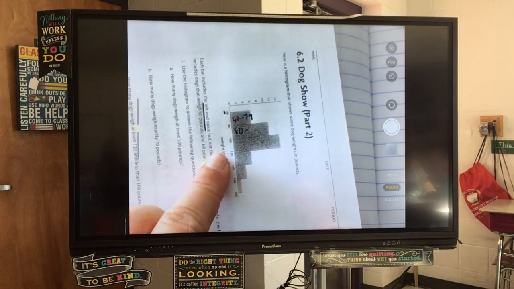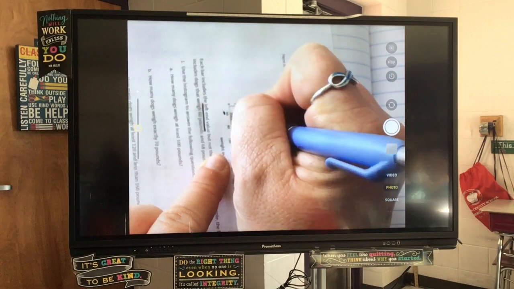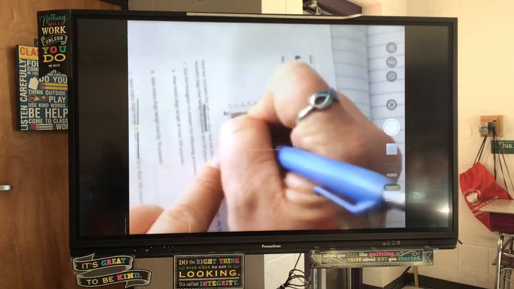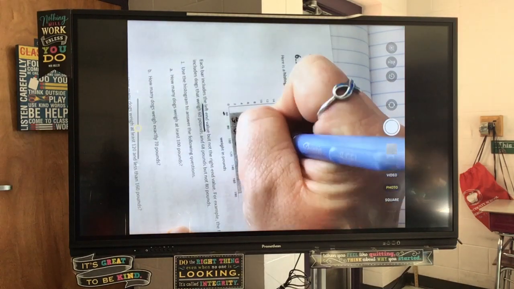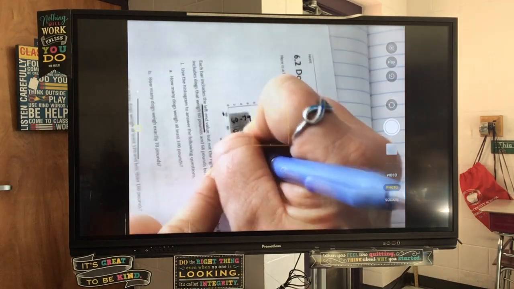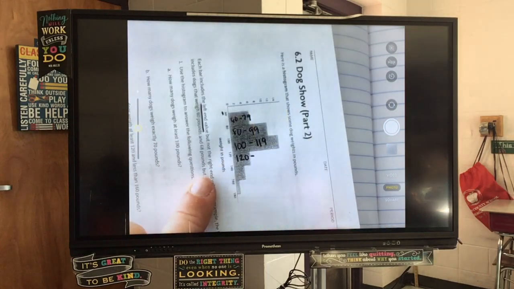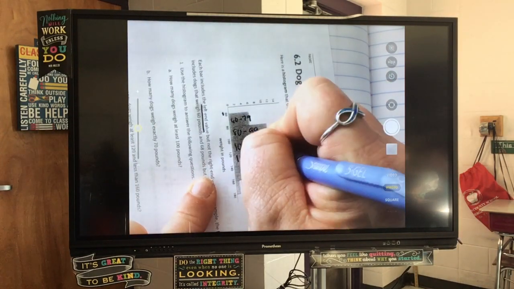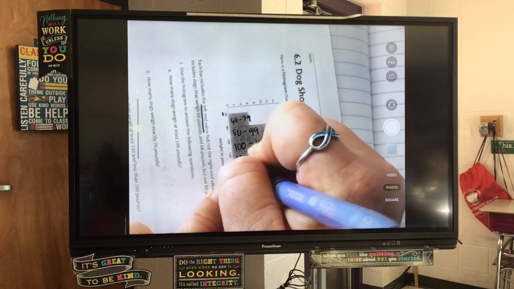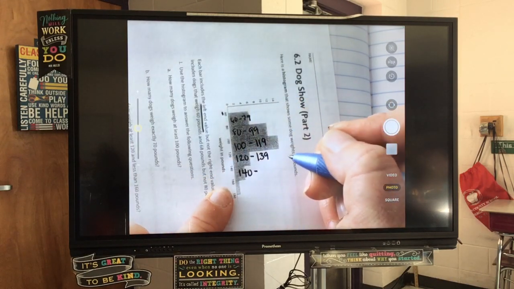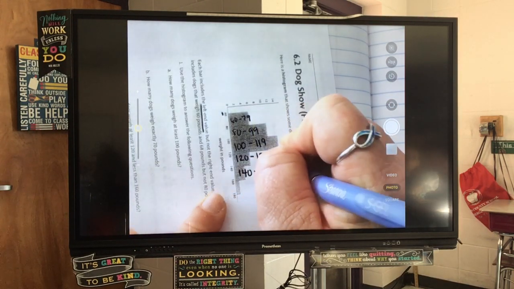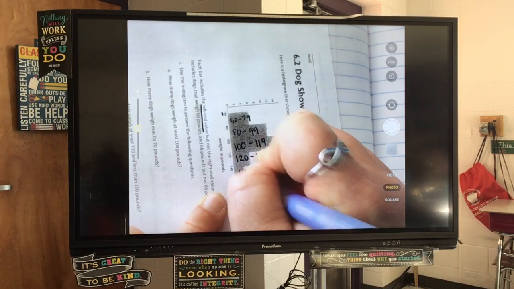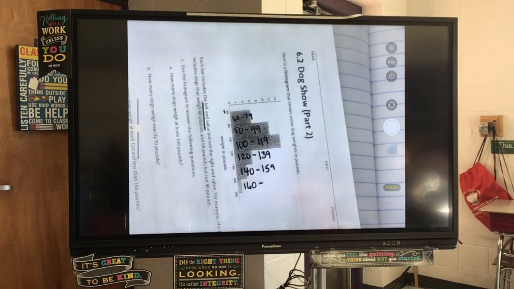80 to what? Addie? 99. The next one is 100 to what? 119. The next one is 120 to Gabby? 139. The next one is 140 to 159, and then this last one is 160 to Callie? 179.